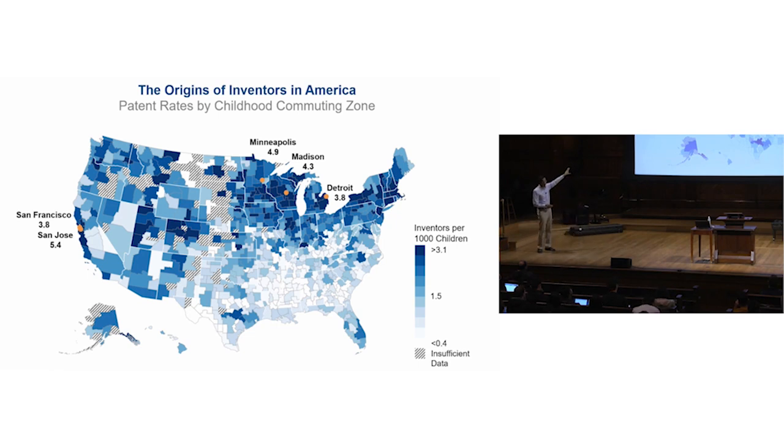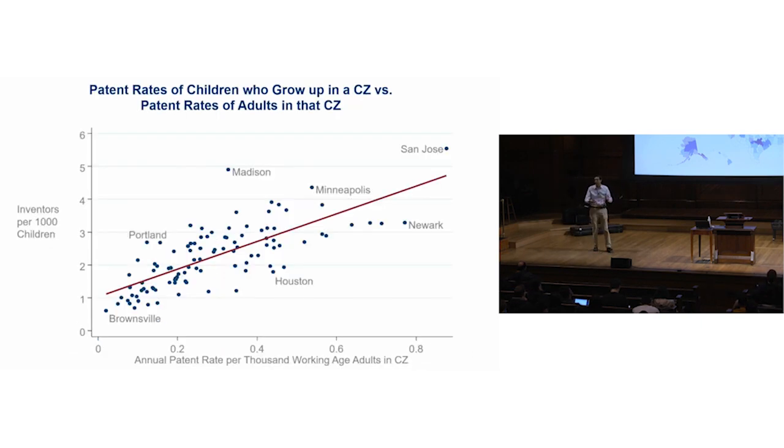Silicon Valley: lots of kids who grow up there go on to become inventors. That's consistent with the idea that exposure matters. If you're growing up around a lot of inventors, you yourself are more likely to become an inventor. Detroit is kind of interesting, because if you looked at our earlier maps, it typically ranks lowest in most of the measures of upward mobility. But there are actually lots of kids who grow up in Detroit who go on to become inventors. Our sense is that's because you're growing up around lots of engineers and people working at auto companies, and we think that kind of thing might have an influence.